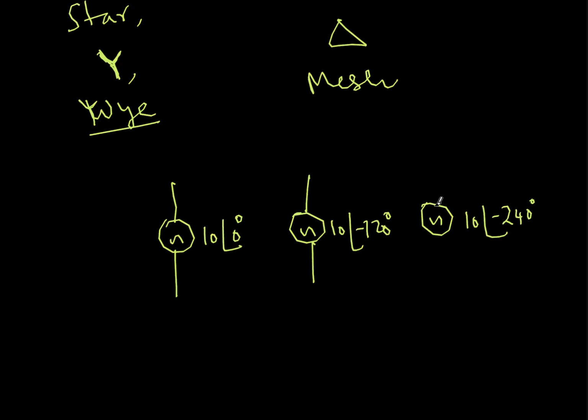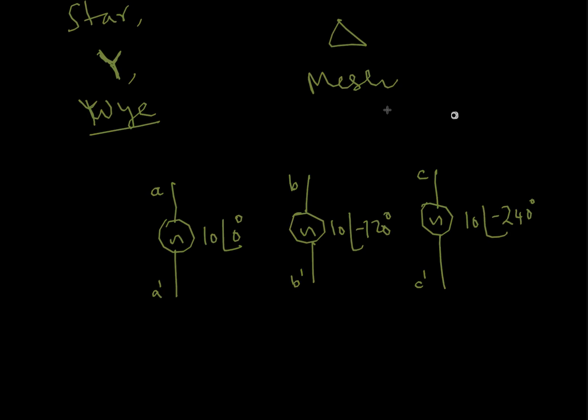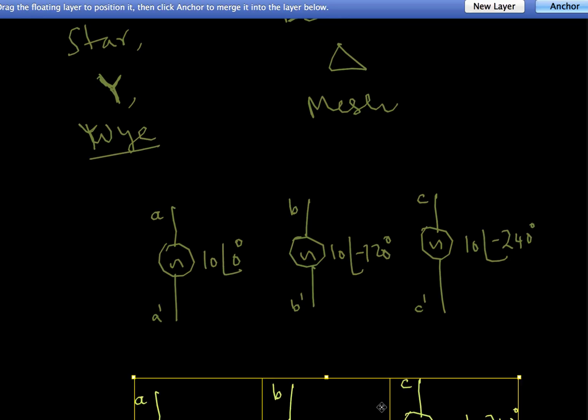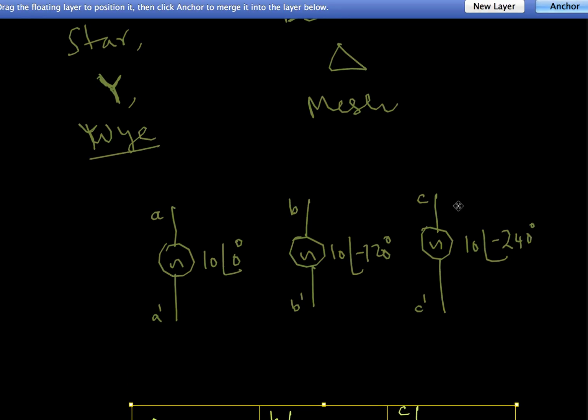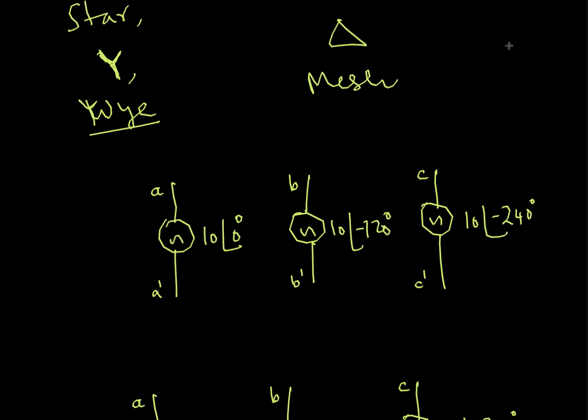So what I'll do is, let's say this is A phase starting and A phase ending. This is B phase starting and B phase ending. C phase starting and C phase ending. So let me just make a copy of this. So we'll come back to the copy later.